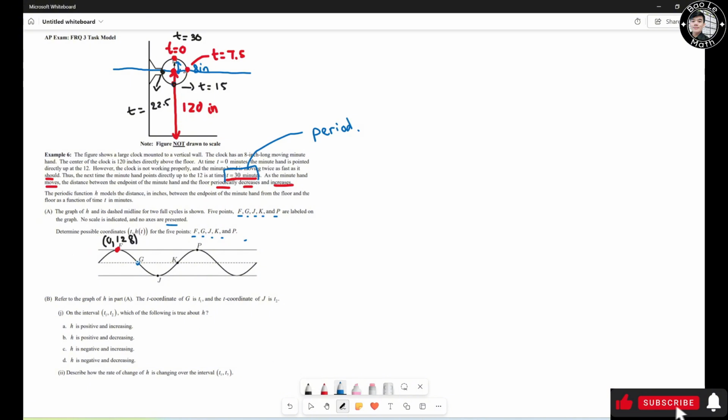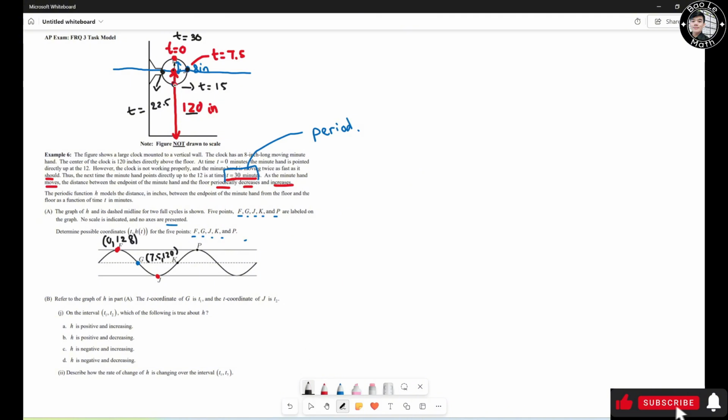Now, we're going to move on to point G right here. Point G is the point right here, because point G is on the midline. So, t equals 7.5 and the distance is from the center all the way down, which means 120 only. So, G should be (7.5, 120).